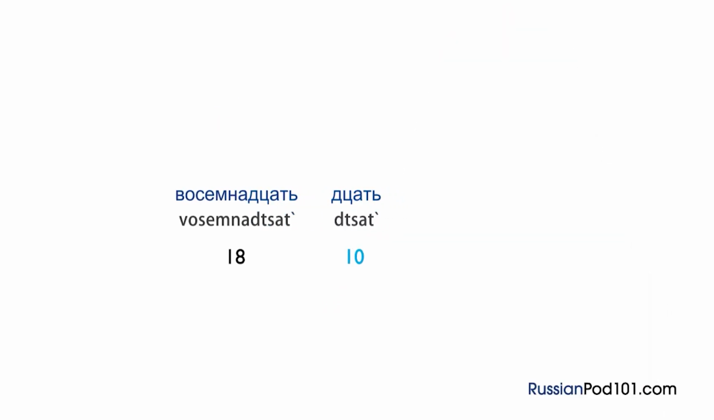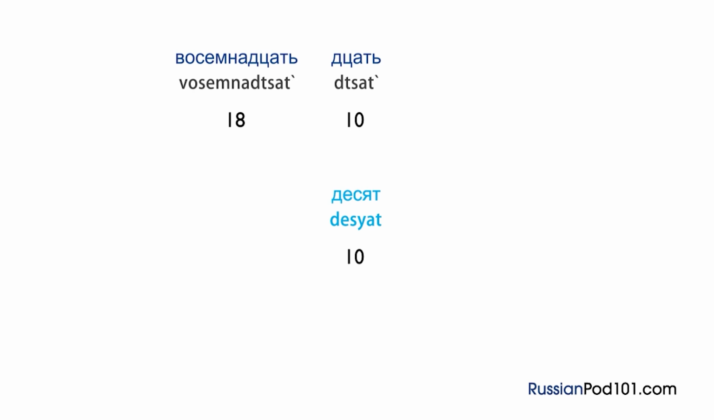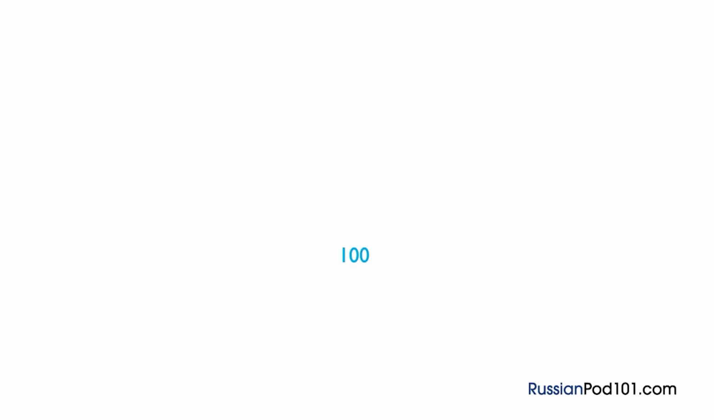100. Remember I told you that the suffix nadtsat means 10? Well, we have another modification for 10. It is десят. It is almost the same as the original word for 10. In most cases, you simply add the number in front of it to multiply it by 10. 8 plus десят, 10, is 80. Easy! The word for 100 is also super easy. It's 100. I don't think you will have any problems with this one.